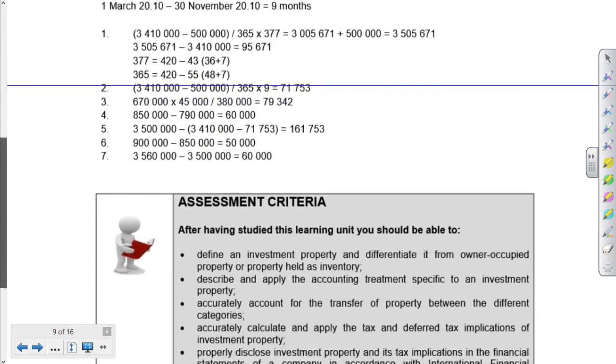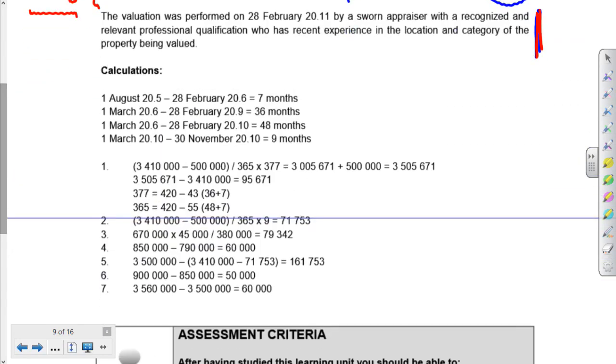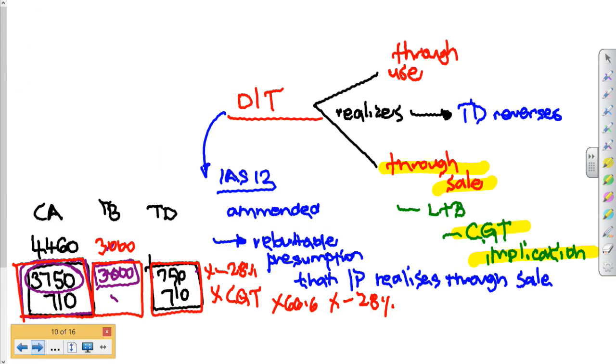I wonder if there's some PBT disclosure for this one. All right, let's talk tax.